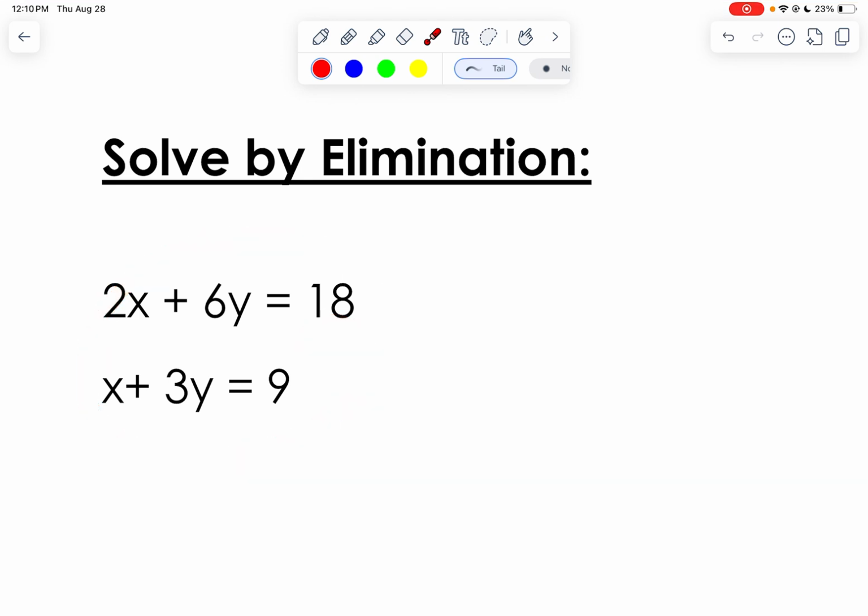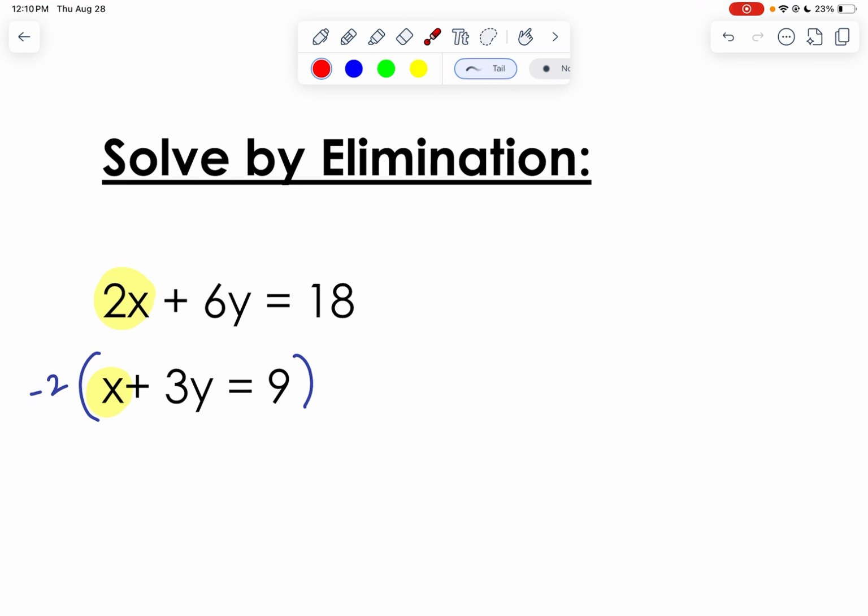Do you want to eliminate Y? I tend to go with the smaller numbers. So right here I have 2X, and right here I have X. If I multiply this entire thing by a -2, it's going to make that X -2X, and then it's going to eliminate or cancel out.